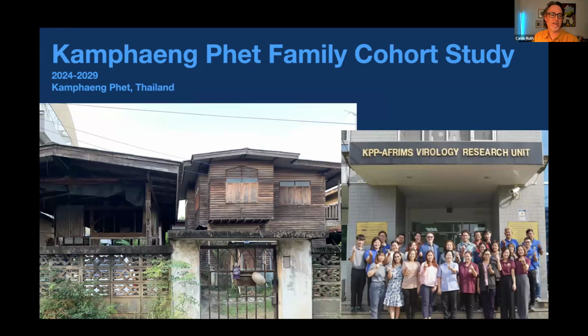This is the Kampeng Phet, Thailand, family cohort study. This is the study from the previous slide. I wanted to give a balance of environments. The first one in Mumbai was extremely urban. The second one in Uganda was the exact opposite, a rural environment. And Kampeng Phet is a suburban environment. It's a city in Thailand with around 100,000 people. It's not a large city by Asian standards. It's a fairly spread out area.